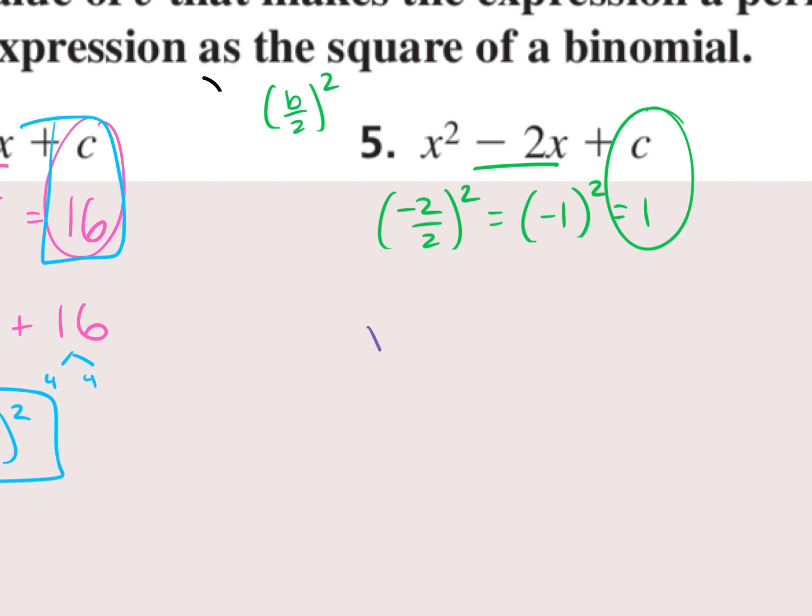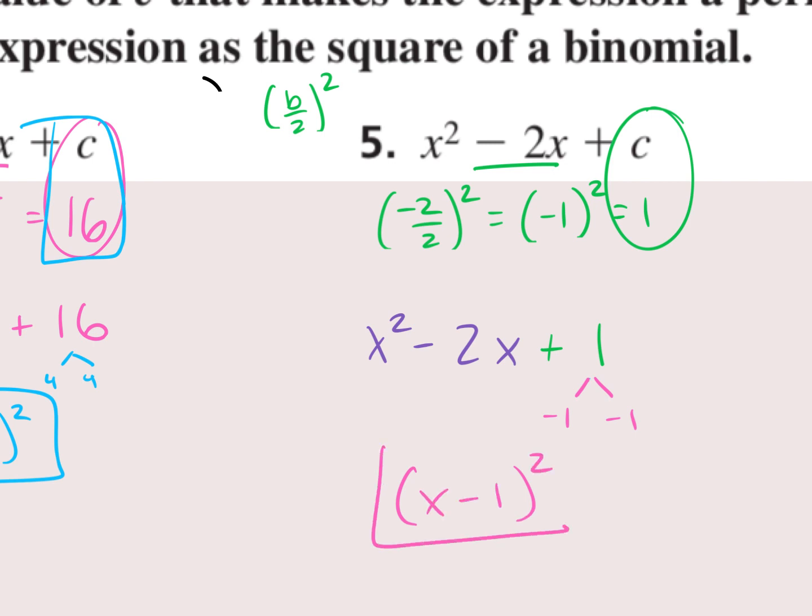Now let's plug it in. We have x squared minus 2x plus 1. What are 2 factors of 1 that add to negative 2? Negative 1 and negative 1. So this would factor into what? X minus 1 squared. Perfect. Any questions here?